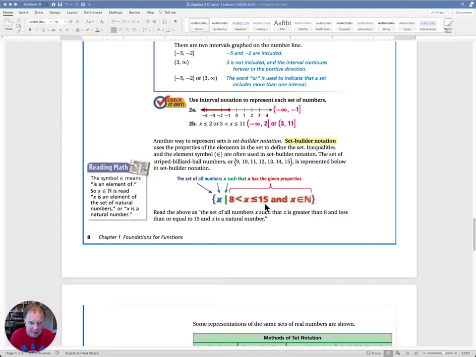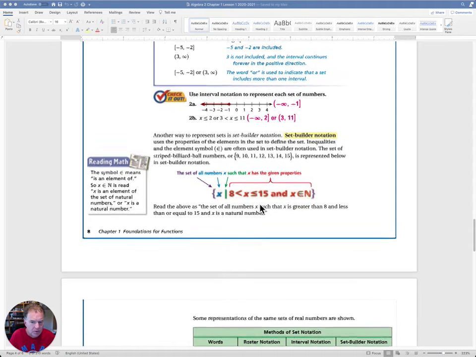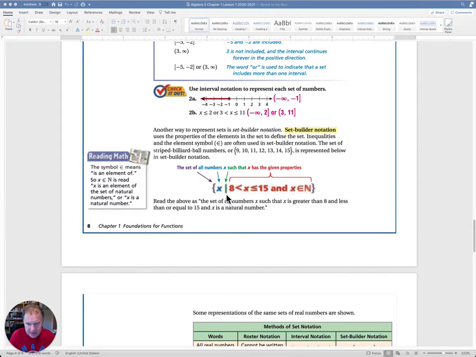So it's between 8 and 15. It could be equal to 15, but not 8. And x is a natural number. Remember, there's no decimals, so this would be a bunch of dots. So the set of all x such that x is greater than 8, less than or equal to 15, and x is a natural number.